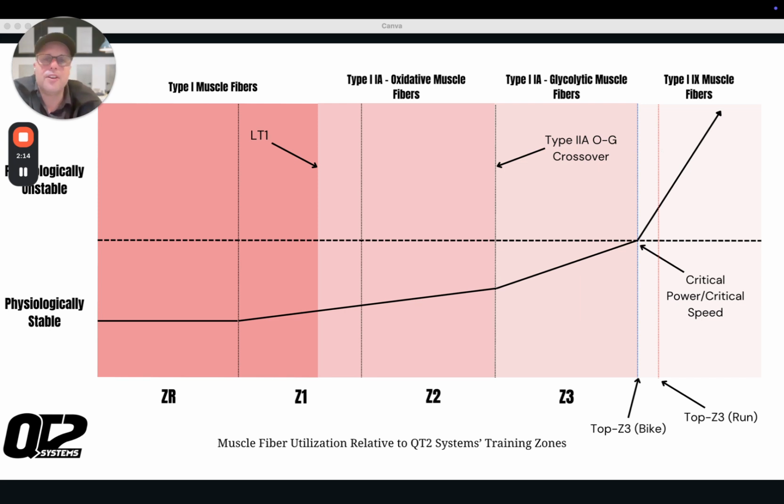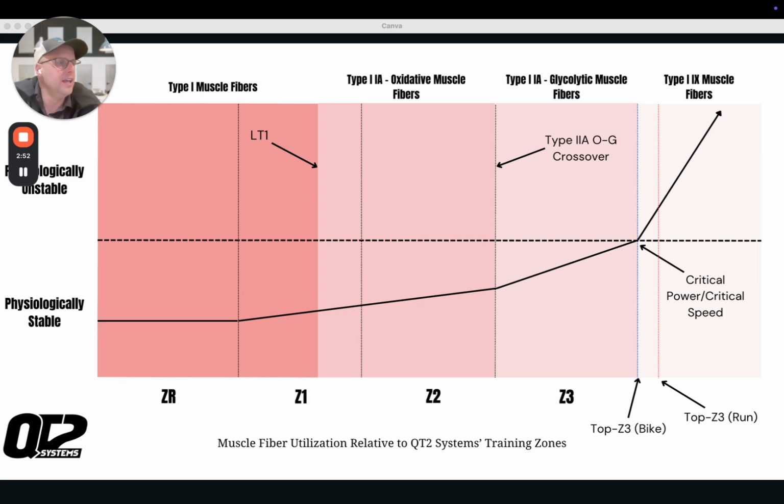And so our type 2A oxidative fibers will tend to be a little more aerobic in nature, and our type 2A glycolytic fibers will tend to be a little more anaerobic. And then our type 2X muscle fibers are our fast twitch muscle fibers. As I said before, this is our critical power or critical speed. This is the differentiator between physiological stability and physiological instability.